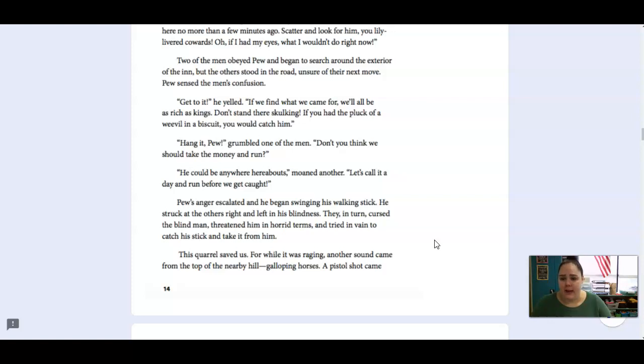Two of the men obeyed Pew and began to search around the exterior of the inn, but the others stood in the road, unsure of their next move. Pew sensed the men's confusion. "Get to it," he yelled. "If we find what we came for, we'll all be as rich as kings. Don't stand there sulking. If you had the pluck of a weevil in a biscuit, you would catch him." "Hang it, Pew," grumbled one of the men. "Don't you think we should take the money and run?" "We could be caught anywhere hereabouts," moaned the other. "Let's call it a day and run before we get caught."